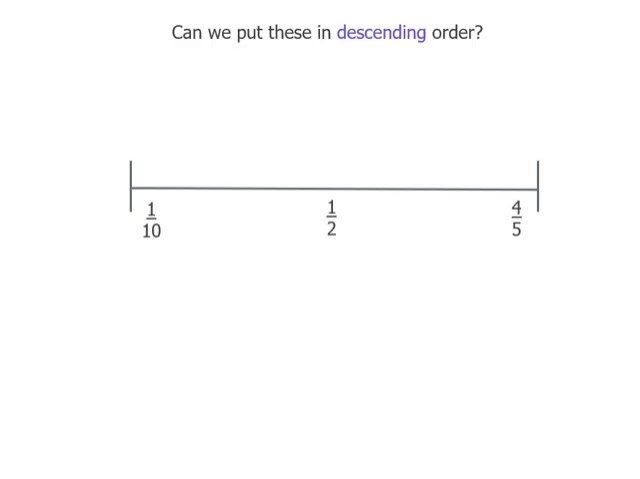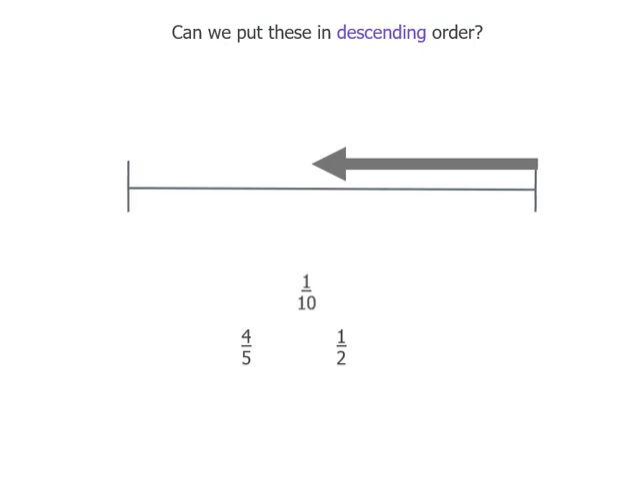Now just remember to check the question because this one says descending order, and that means they need to go from largest to smallest. So we would start at 1 and go backwards. So the one closest to 1 is 4/5, and then a half, and the smallest fraction, which is closer to 0, is 1/10.